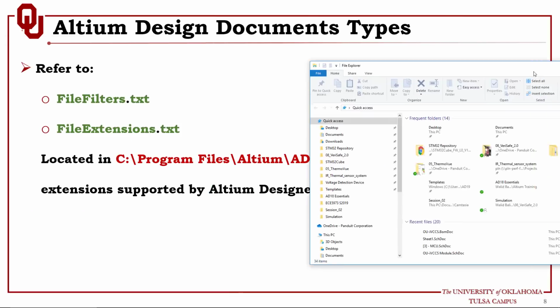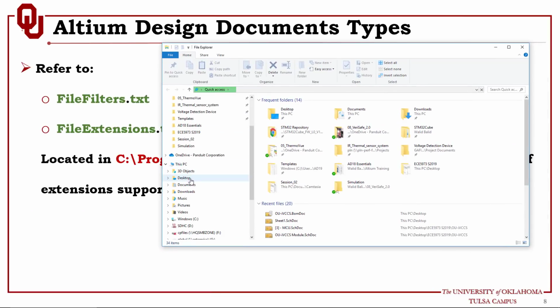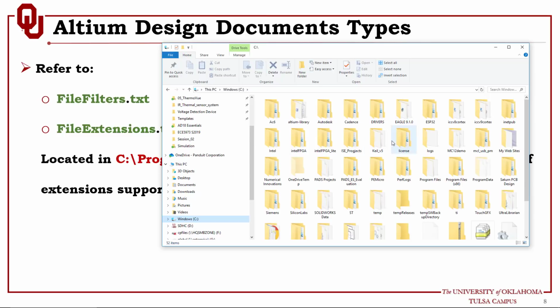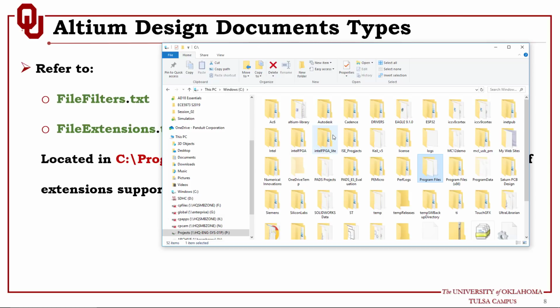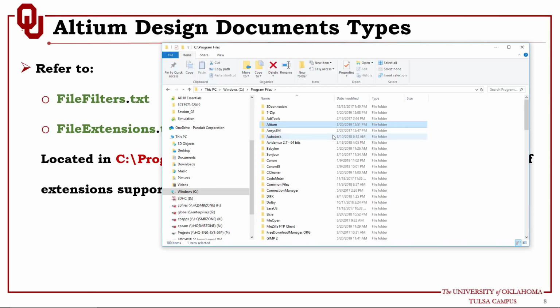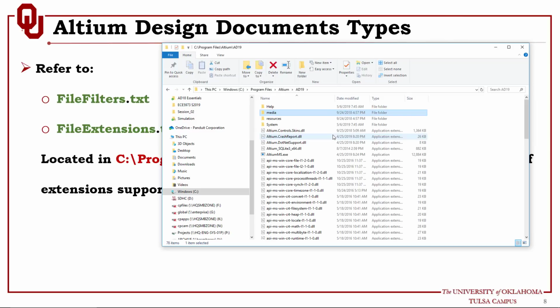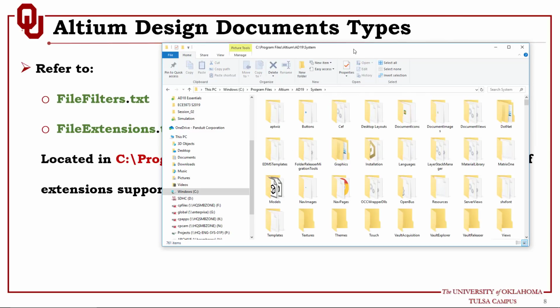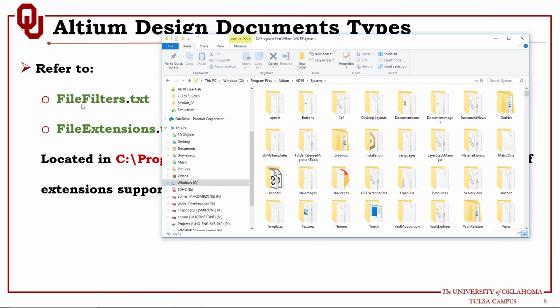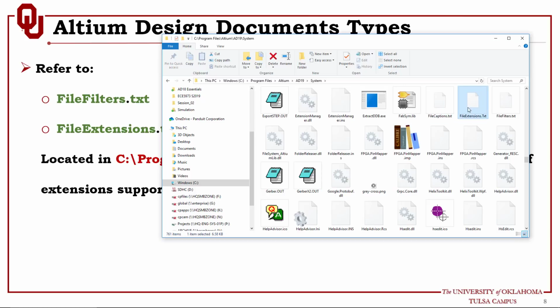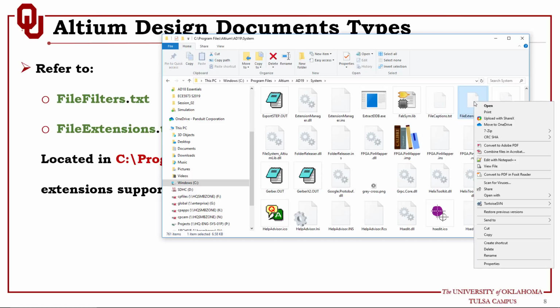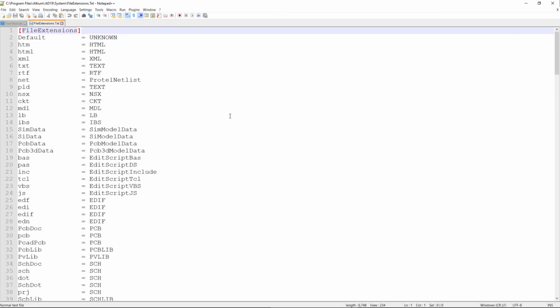Here is the file. Let's take a look. See directory. It's in Program Files, Altium, Altium Designer 19, System, and we need to search for file filters and file extensions. If you right-click on it, open it with any text editor. Let me open it with Notepad++, and here we go.